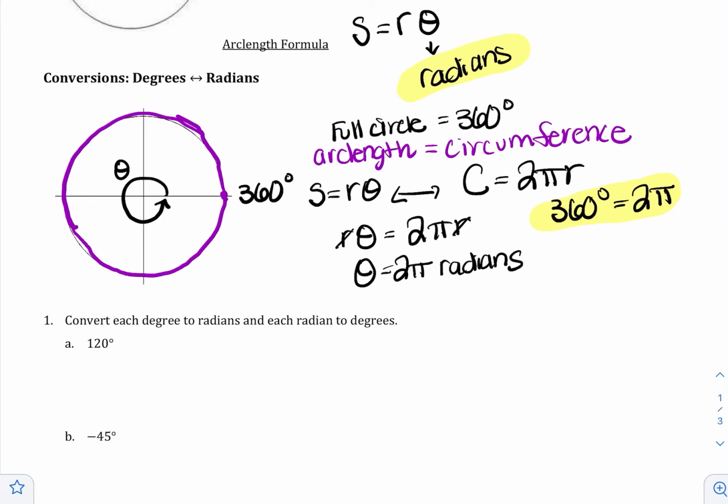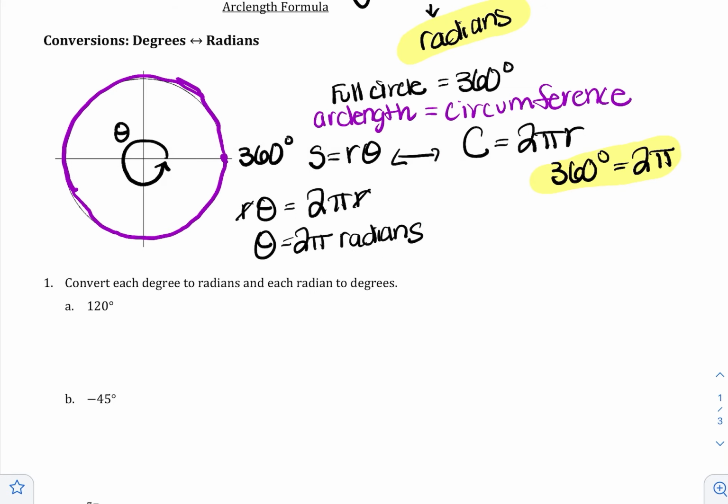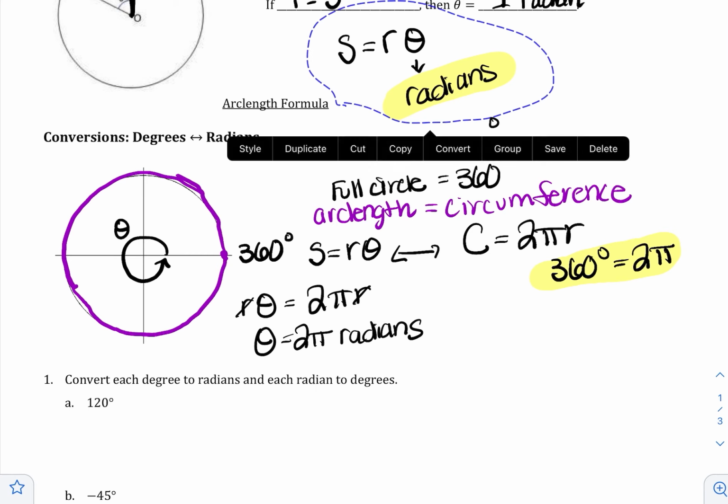So how do we convert back and forth? So you can either divide on either side. I'm going to make a little bit more room here. So we're going to create a conversion formula for each.